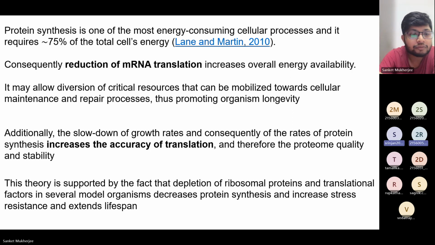Sir, can you repeat this part? Like several model organisms decreases protein synthesis and increases stress resistance and extends lifespan. This part I don't understand.